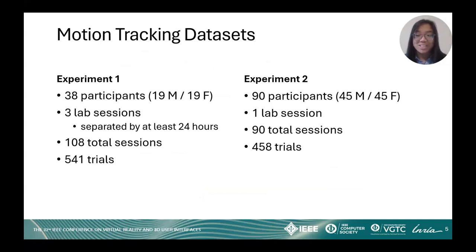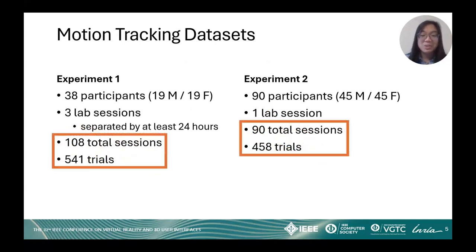Our investigation consisted of analyzing the motion tracking data from two previous cybersickness studies. According to a recent meta-analysis by Zalasko and Weisker, the number of participants in both experiments are among the largest sample sizes from contemporary VR locomotion experiments. In particular, pay attention to the total number of sessions and trials in each experiment. This will make more sense in a moment.